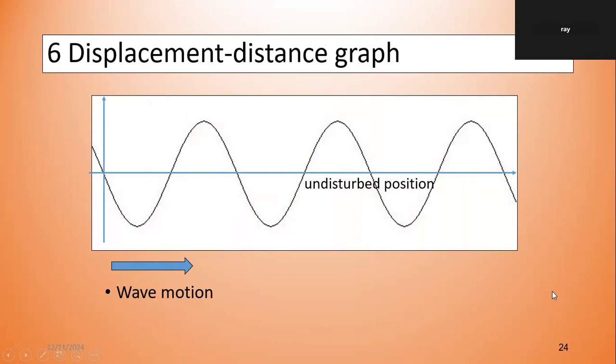And then we can call a starting point. Starting point here. Distance. You can choose our starting point more for our convenience. And that is your wavelength. Displacement distance graph. From crest to crest is a wavelength.